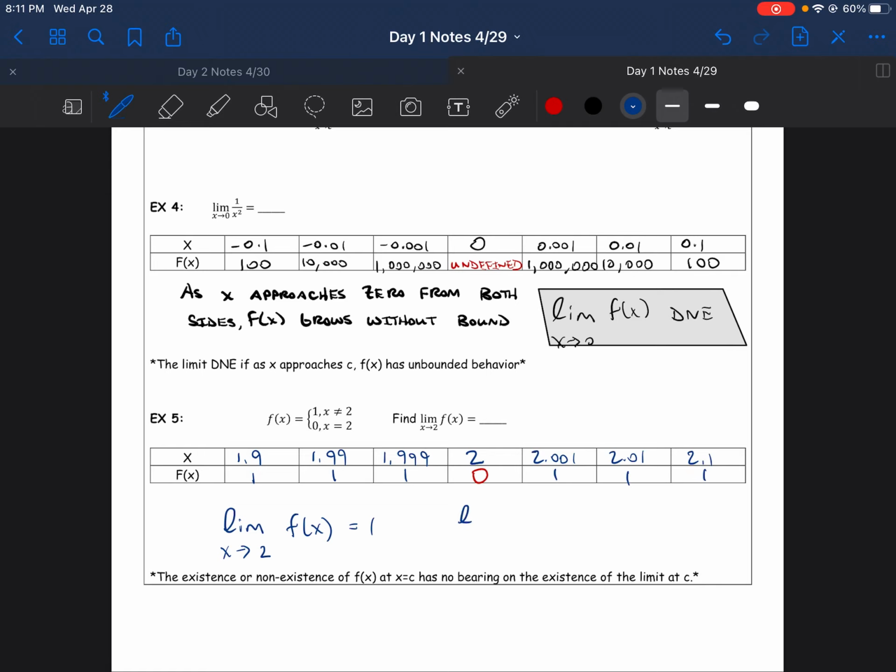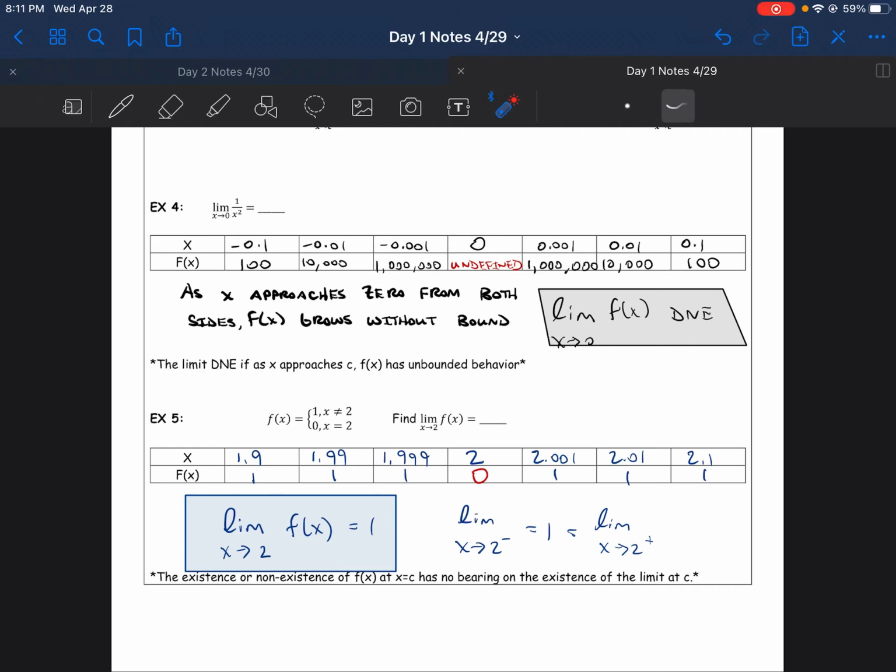Another way we can look at this, we can say the limit as x approaches 2 from the left. You see this little minus sign in the exponent next to 2? That means we're approaching 2 from the left, and that limit is equal to 1. But the limit as x approaches 2 from the right side is also equal to 1, and we would write that with a little plus sign in the exponent, which means from the right. Notice that these two limits are the same, so the limit as x approaches 2 overall is equal to 1.